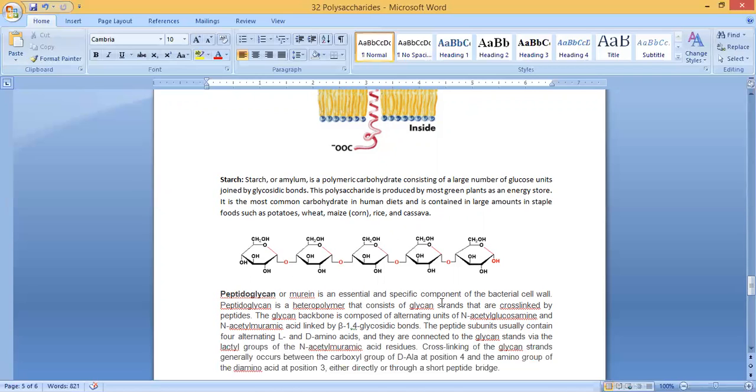So this is the structure of the starch, and this has 1,4 bonding. Okay.